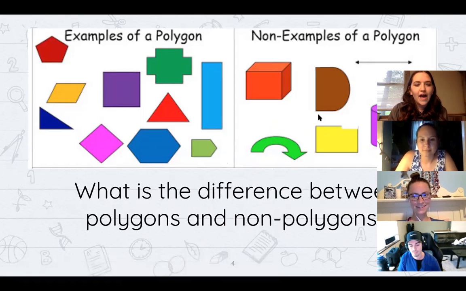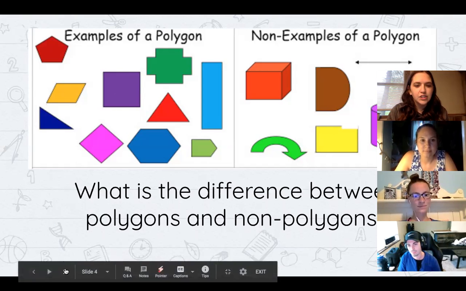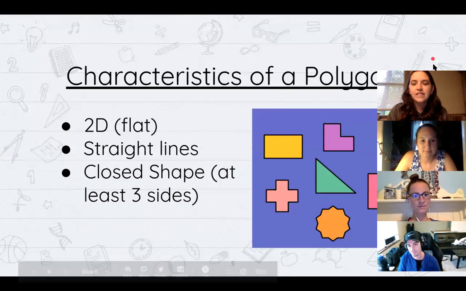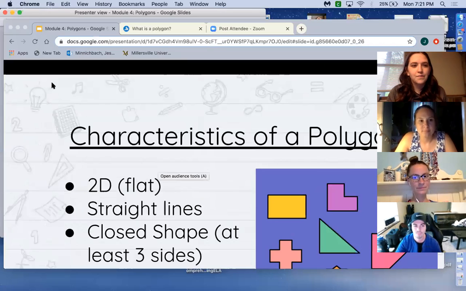Emily, yes, we have connecting lines in the polygon. All of our shapes have connecting lines. And in our non-examples of a polygon, we have some open sides. So we're going to use these ideas to look at our characteristics of a polygon. We're going to look at three different characteristics.